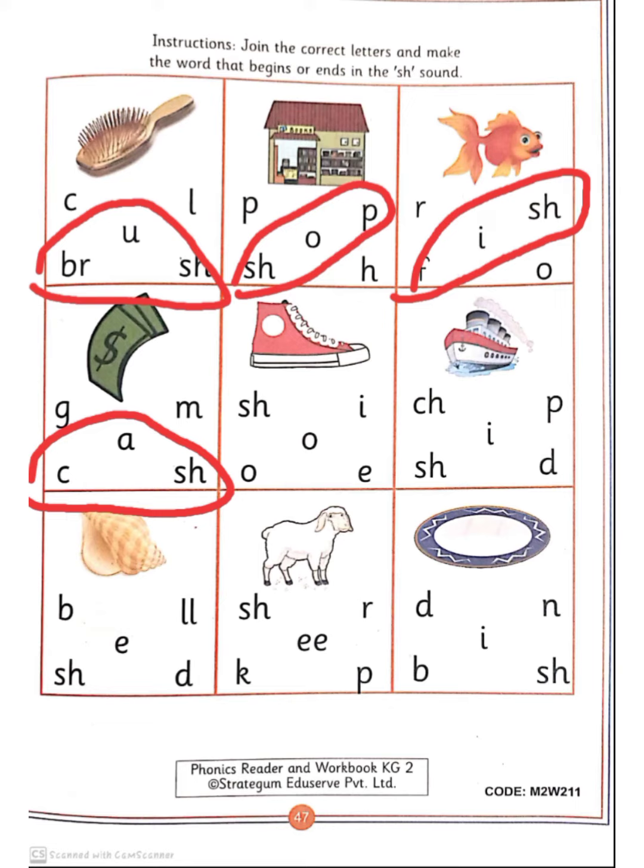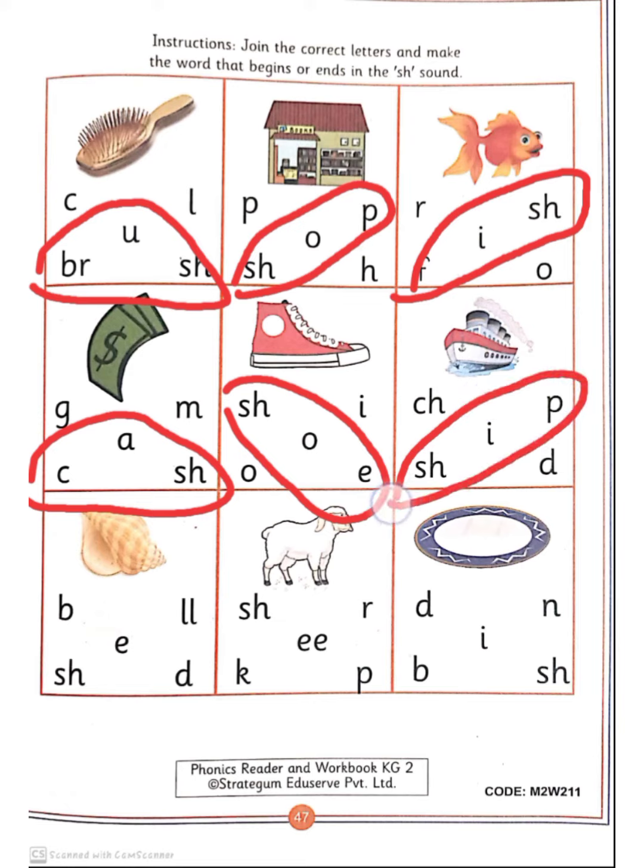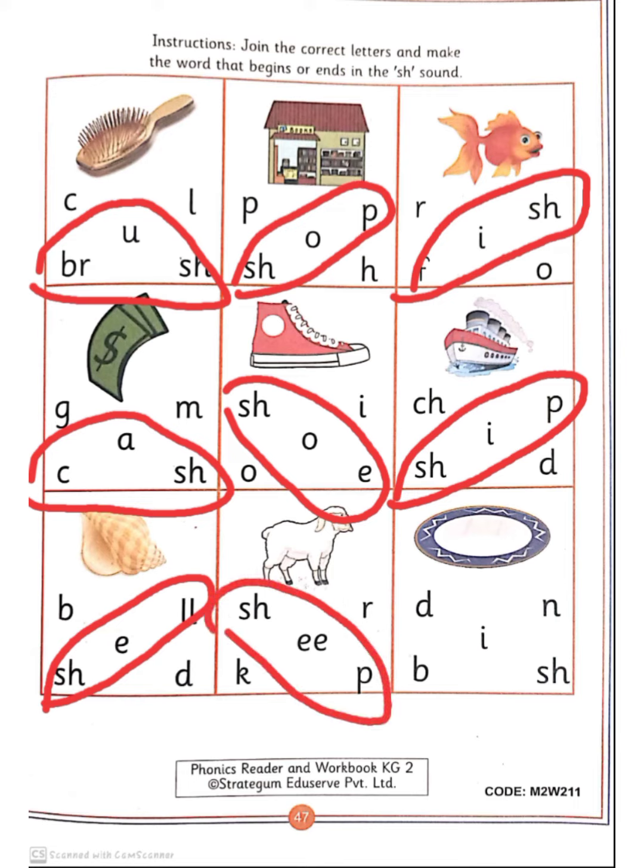Then next picture is of shoe. Sh-oe, shoe. So we will join these letters. Then the next picture is of ship. Sh-I-P, ship. And the next picture is of shell. So we will join these letters. Sh-shell, like this. Then next picture is of ship. Sh-ship. So we will join these letters to make ship.